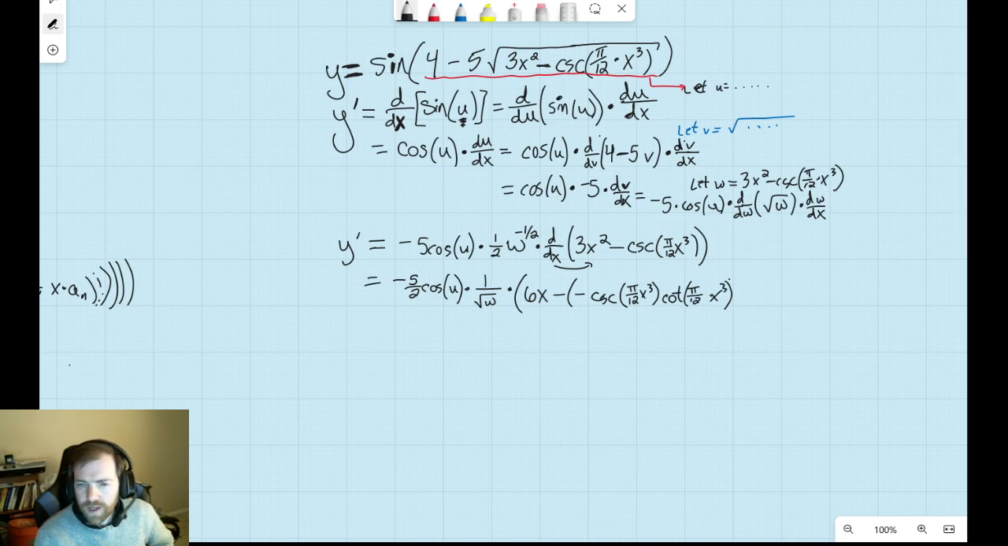Okay, and then all of this stuff, cosecant, cotangent, it can be either on the outside or on the inside, it doesn't really matter. It's all multiplying by the derivative of the inside. So our pi over 12 times x to the third is going to become 3 pi over 12 x squared. So it's the derivative of that thing.